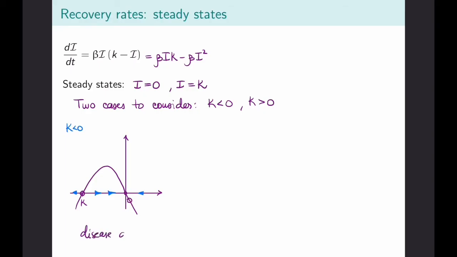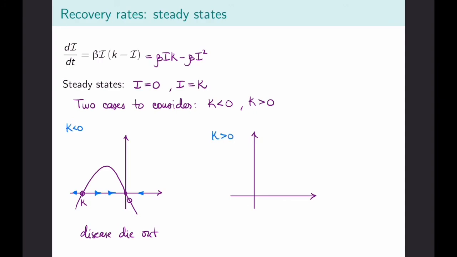This is what we would like to see in reality with any disease that we face. What about the other case when k is positive? So I'm going to create another phase diagram for that, keeping in mind that now my k is going to be on the right-hand side of 0, so I have to account for that. This is my case, k is positive.